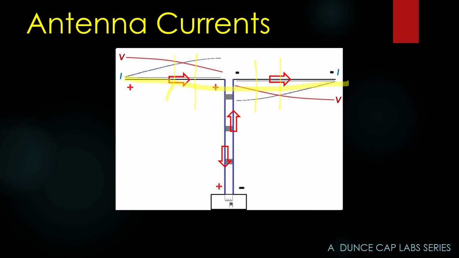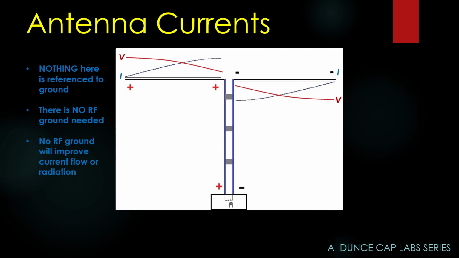What's really important to note is how balanced all the currents and voltages are. Everything is symmetrical. This leads us to a conclusion. Nothing here is referenced to ground. The positive and negative are in relation to each other. If you tried to measure the voltage from either side of the antenna to ground, you'd get an erroneous reading because we're not referenced to ground in any way. And we don't need a ground. In fact, no RF ground will improve current flow or radiation from this antenna.